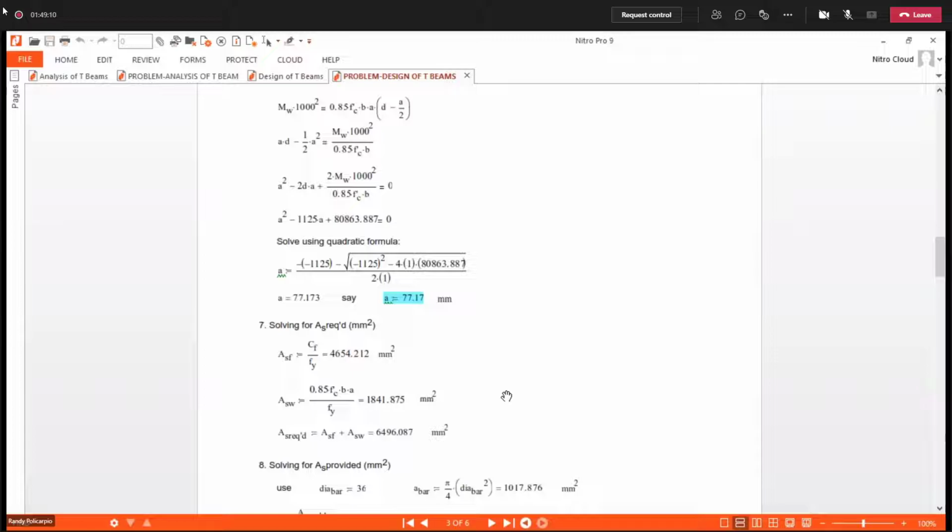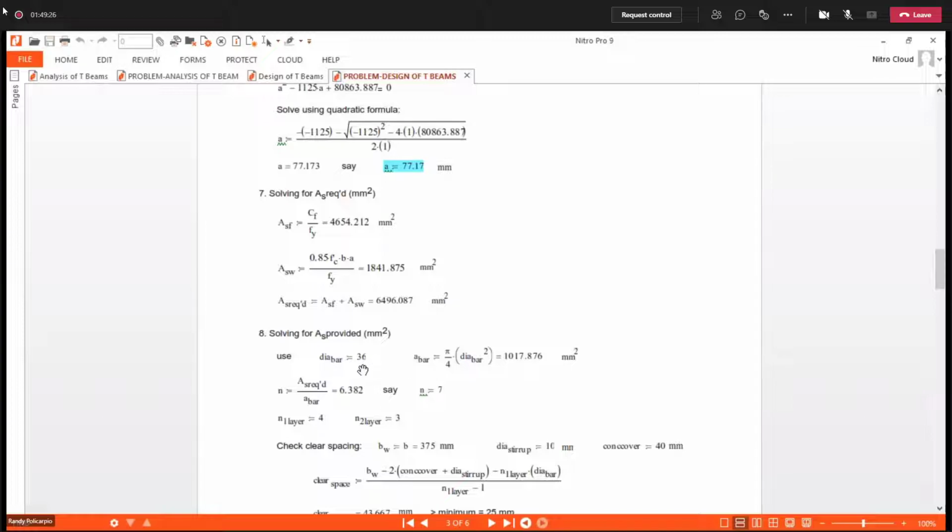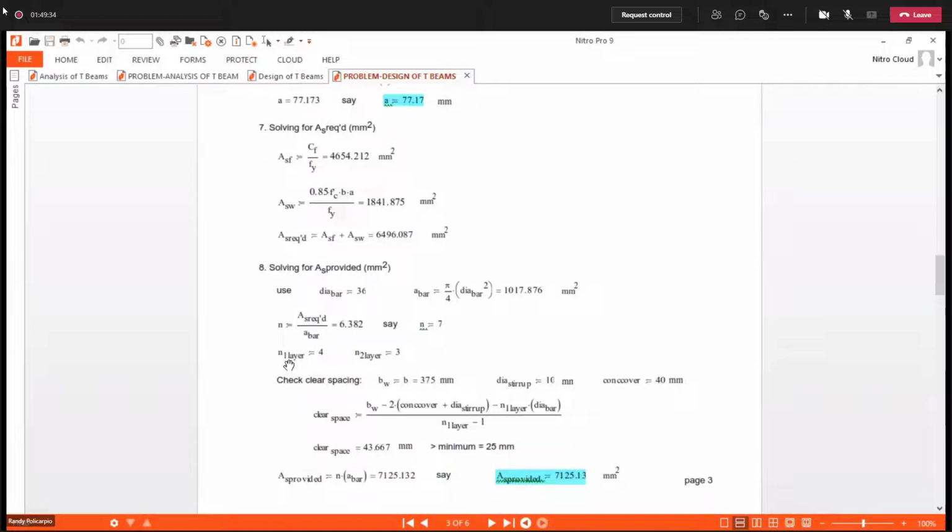So yun yung ating A. Now, we will solve for the AS required, so we will solve for ASF and ASW. So ito ang inyong result. And this is now our AS provided. We will consider 36 millimeter diameter bar, so our number of bar is 7. Okay? Our arrangement will be in 2 layers. So ang arrangement natin, 4 on the first layer and 3 on the second layer.